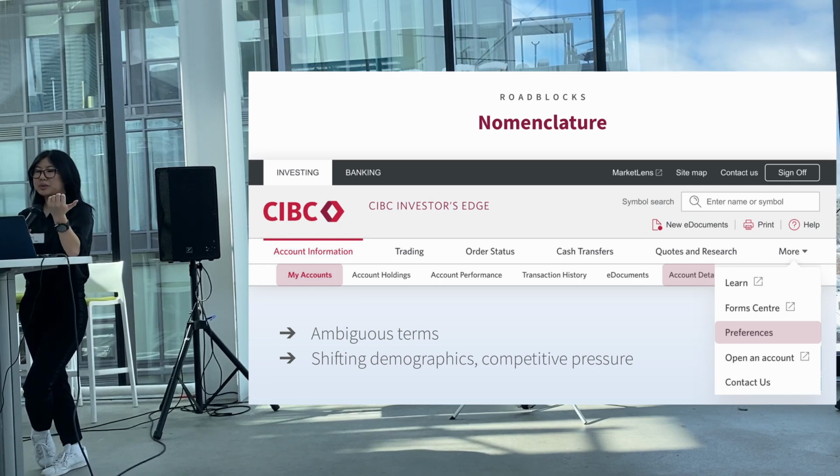And aside from these terms, there's also this growing pressure from other fintechs, competitors, and the growing new investing generations to modernize and simplify the overall language that we used. So transfers could mean move money, fund an account, all these different things that relate to our users' mental models, essentially.